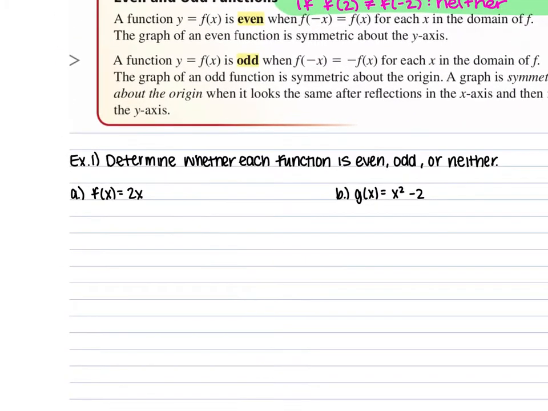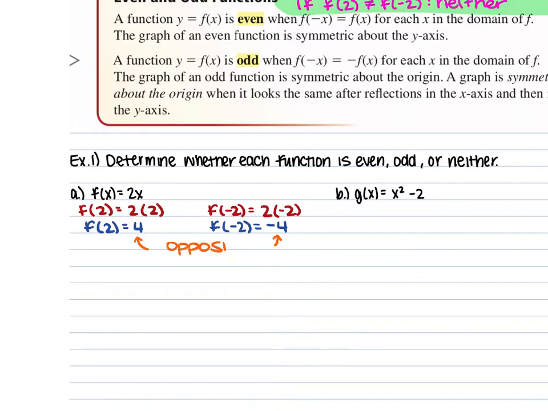For example A, we have f of x is equal to 2x. So if we do f of positive 2, that's going to be 2 times 2, which is 4. So f of 2 is 4. If we do f of negative 2, we have 2 times negative 2, which is negative 4. Now you see that you're comparing the 4 and the negative 4 here. They are opposites. So we have an odd function.